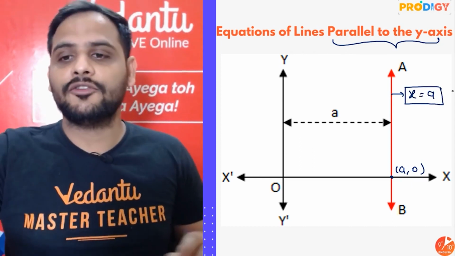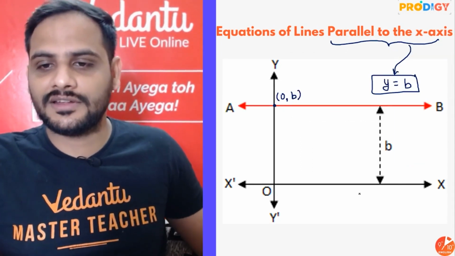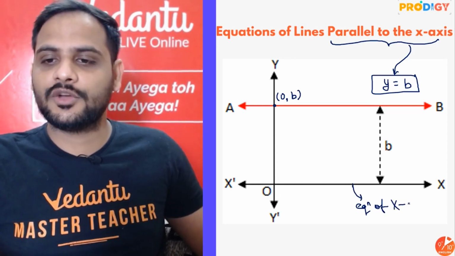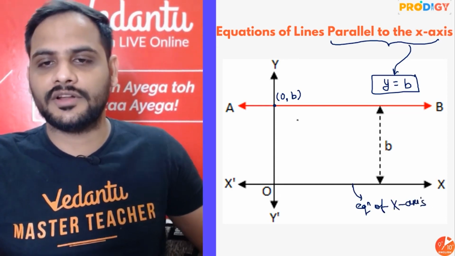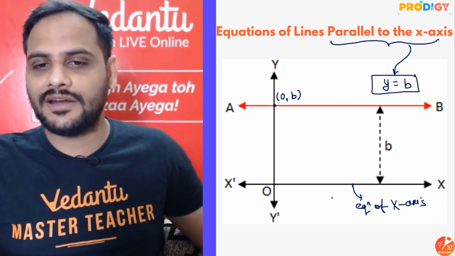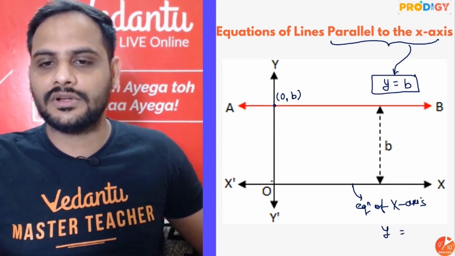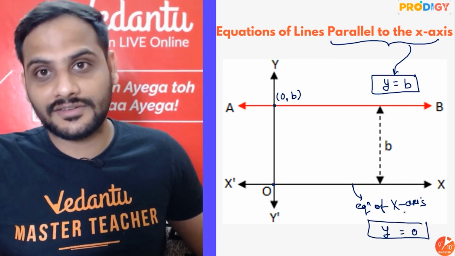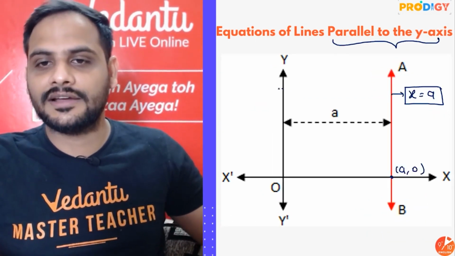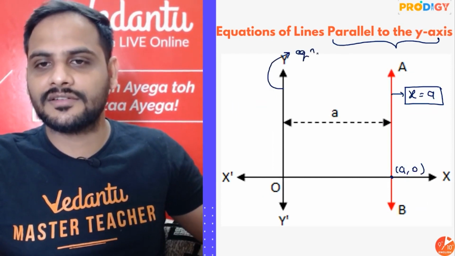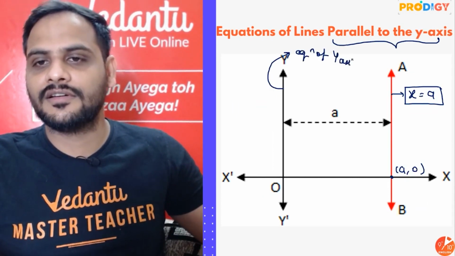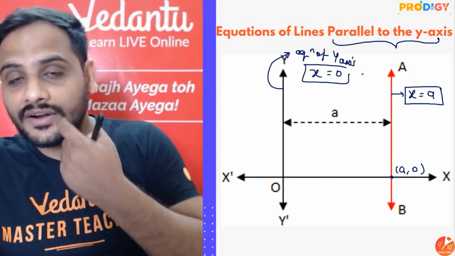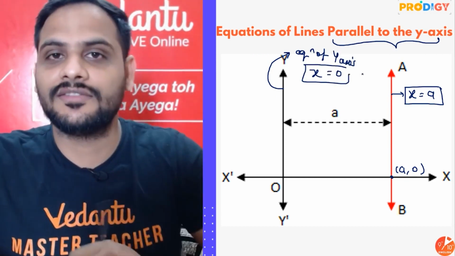Also from here, a new thing I am telling you: if I ask you the equation of the x-axis, I know a line parallel to the x-axis will be y is equal to a constant, and here it is passing through 0, so y equal to 0. The equation of the x-axis is y is equal to 0, and the equation of the y-axis will be x equal to 0, because on the y-axis the x coordinate is always 0 and on the x-axis the y coordinate is always 0.